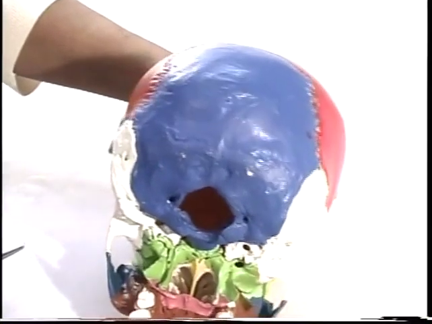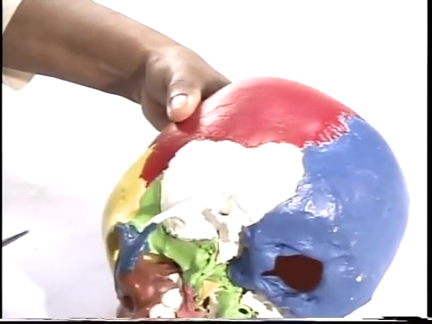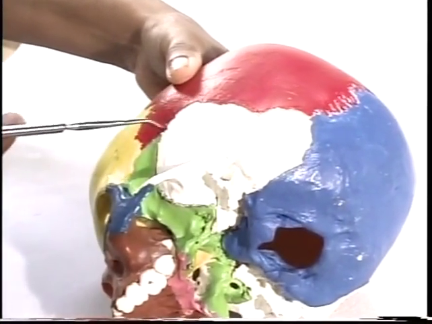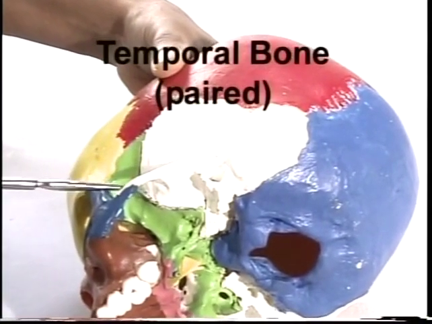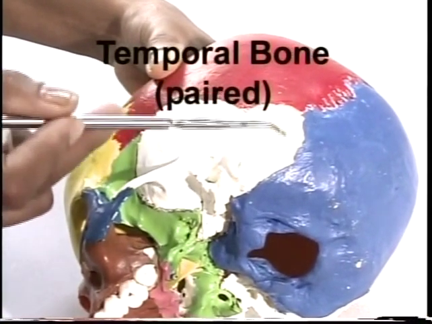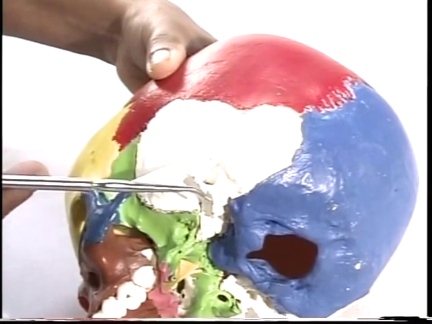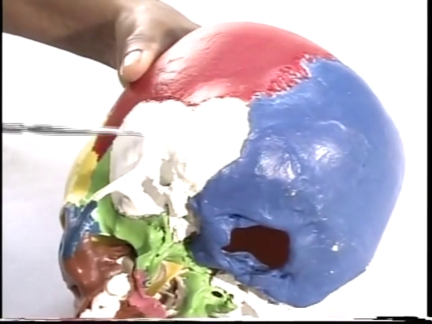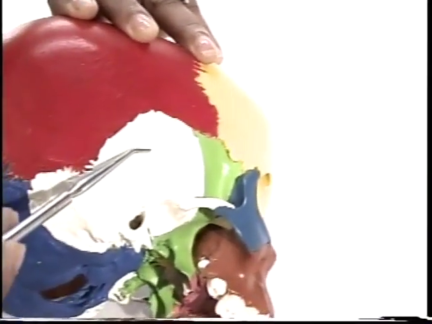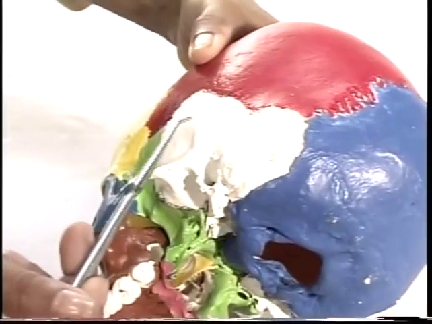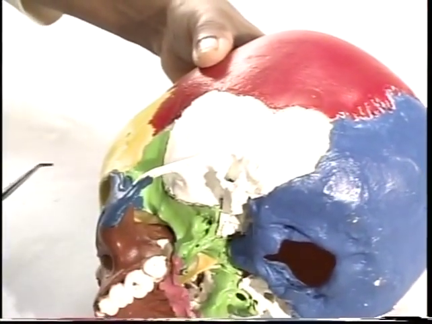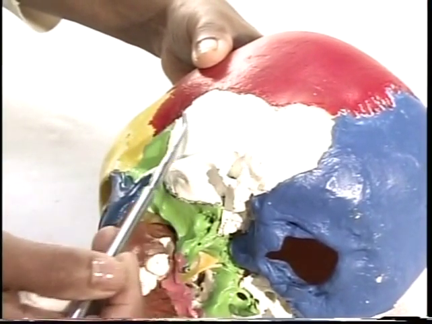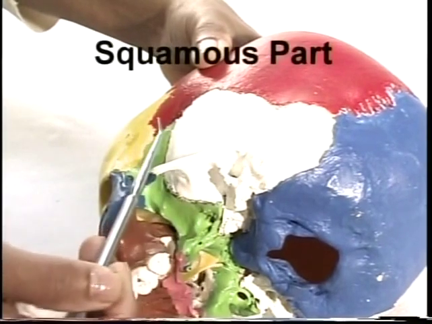Now I'm going to come to the side of the skull and look at this white colored bone. And this is the temporal bone, and the temporal bone is also a paired bone. So on each side of the skull we have the temporal bones. It has two parts. This part which we are seeing right now is known as the squamous part.